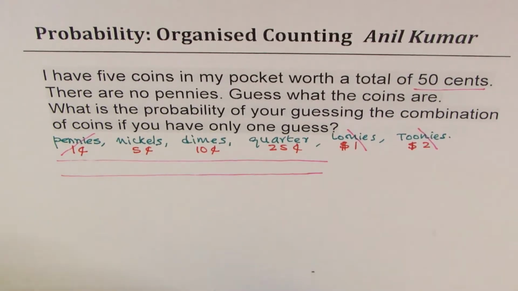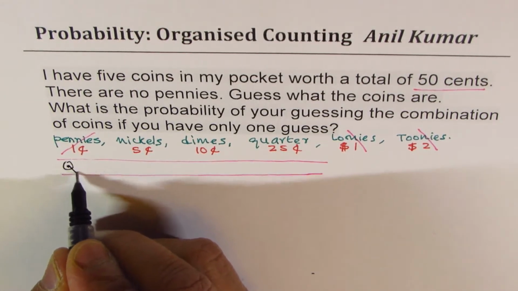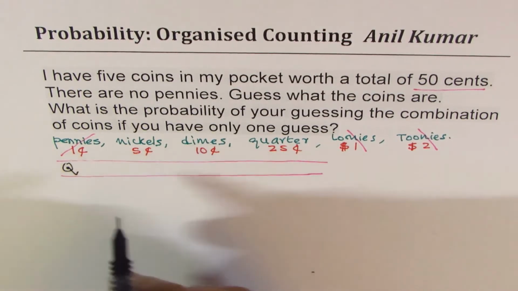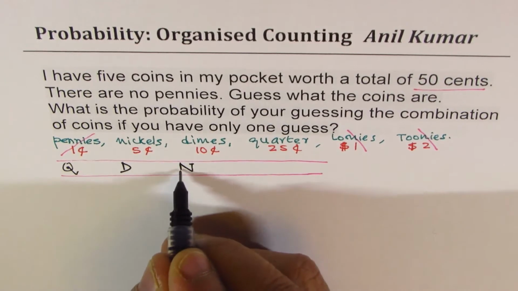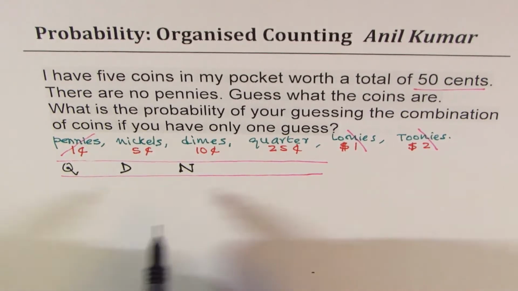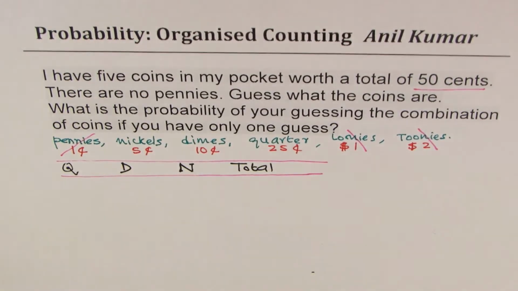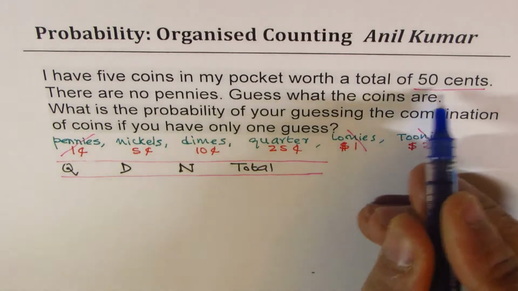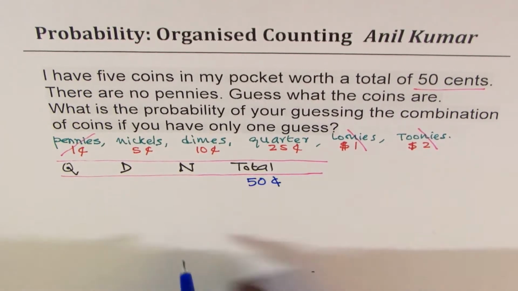So we'll make a table. We could have quarters, so I'll write quarters Q. And we could have dimes, let's say D for dimes and N for nickels. So total, let me write total here. Clearly, we need total of 50 cents. So this has to be 50 cents.